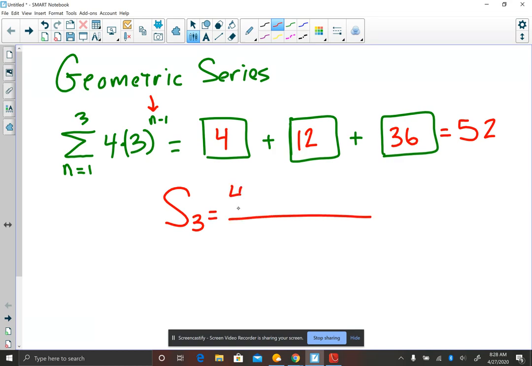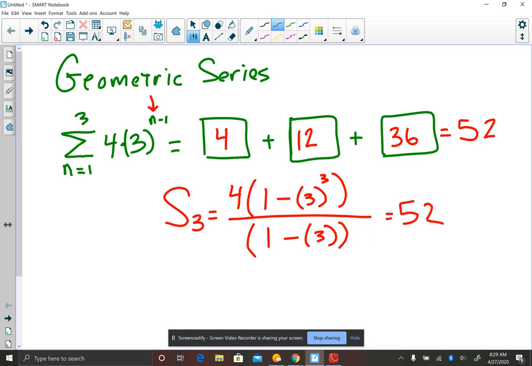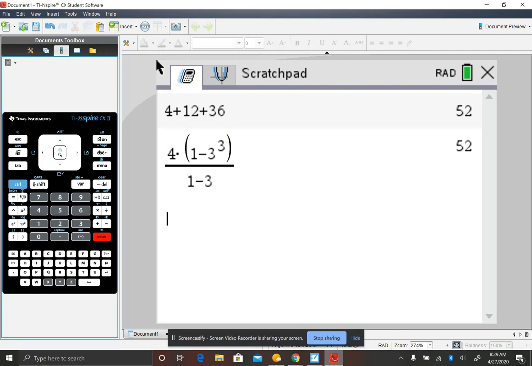is your first term, that's 4, times the quantity, 1 minus 3, because we're constantly tripling. This is your ratio. And also to the power of 3, because that's how many terms we have. And down here, 1 minus your constant ratio. All right, now I know that's a lot of parentheses. If you were to do all this math, which you could, you would get 52. And I have evidence of that here.